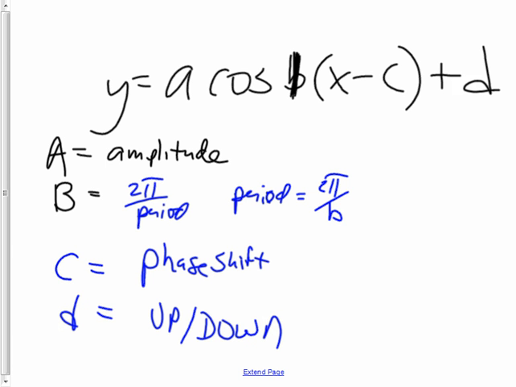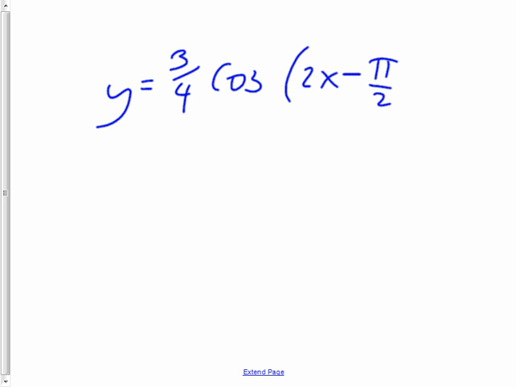Okay, next we have to pause for a second and just talk about what the homework problems are going to look like and what that means for you. If you have a homework problem that looks like this, and they ask you for what A is, it's really simple. What's A? 3/4, and that's the amplitude. It's how much it goes up from the middle and how much it goes down. This one goes up 3/4, the highest it ever goes, and then goes down 3/4.